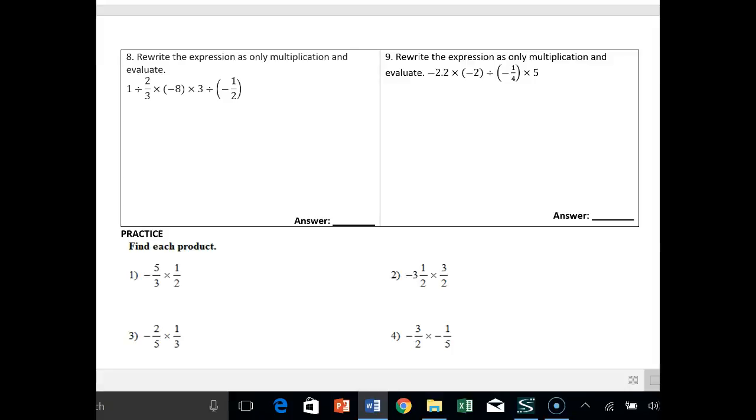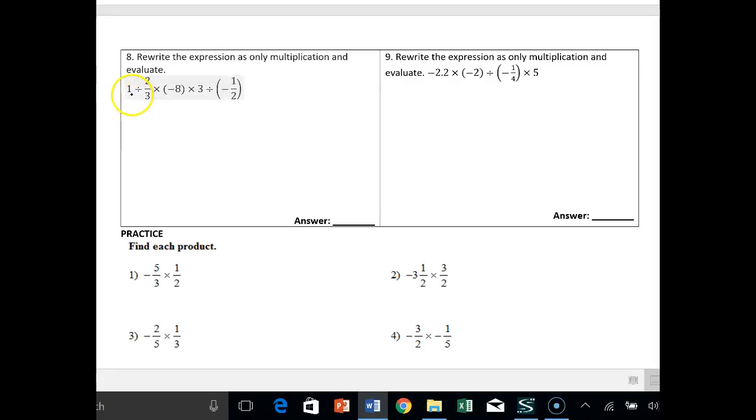I know it's been a long set of notes, but these are really kind of complicated problems with a whole bunch of steps, but we know how to solve them. So let's look at number 8. Rewrite the expression as only multiplication and evaluate. Every time we see division, we're going to want to flip it and change it to multiplication.